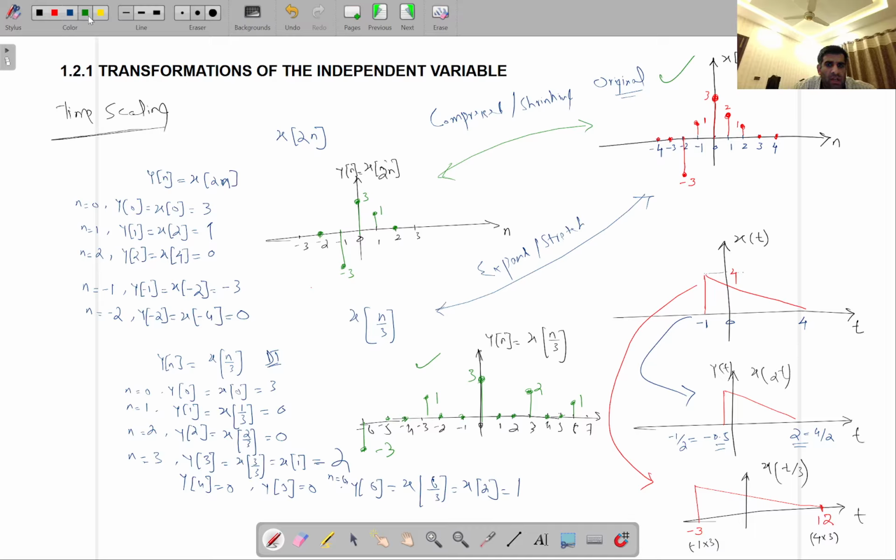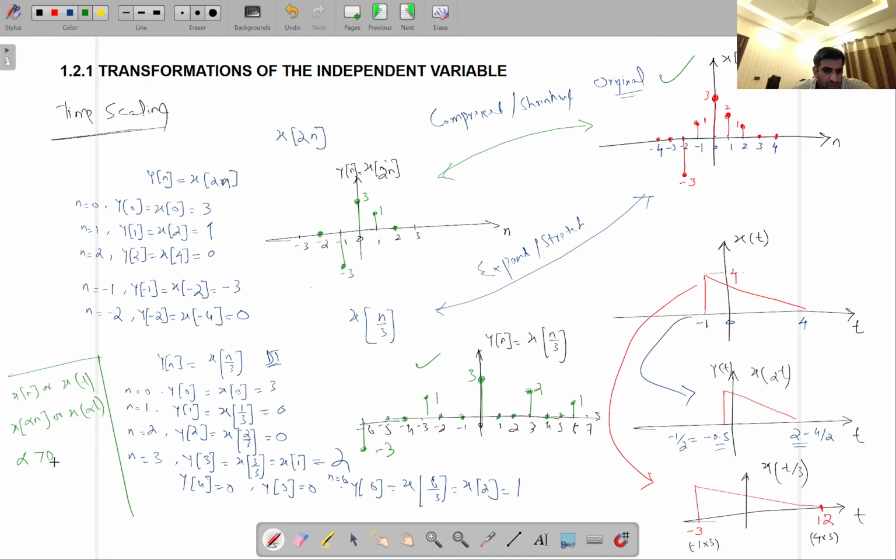And just to generalize the things now, I'm going to write over here. Irrespective of whether you have an x of n or x of t, if the transformation is like this, you have x of alpha n, or you have x of alpha t. So if the parameter alpha is greater than 0, which means you are going to have a 2 over here, or 3 or 4 or 5. That is what I mean by greater than 0.